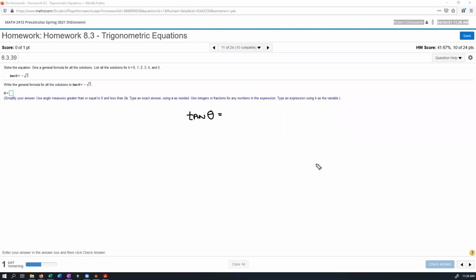Okay, so tangent theta has to be equal to -√3. All right, so we are going to look now. Our argument's just theta, so we don't have to worry about any sort of weird things happening here. All right, so where is tangent -√3? This is not a common number, but you have to remember this is the y coordinate divided by the x coordinate. So where would this happen?